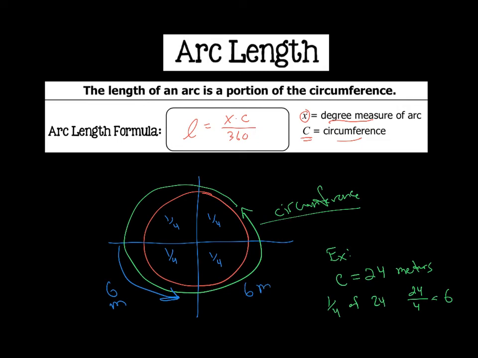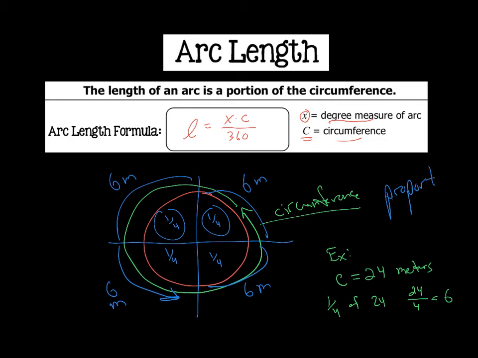And this is 6 meters, and this is 6 meters, and this is 6 meters. Wouldn't that make sense, that the proportion of the arc is the proportion of the circumference?